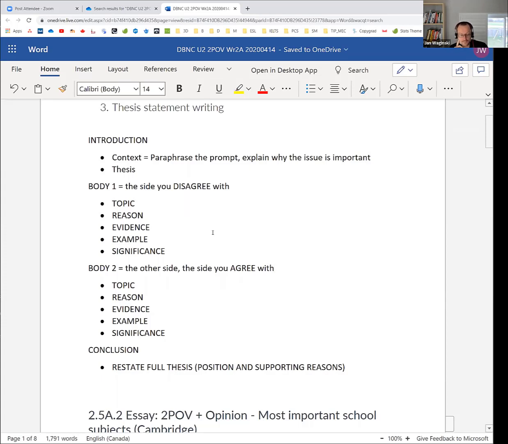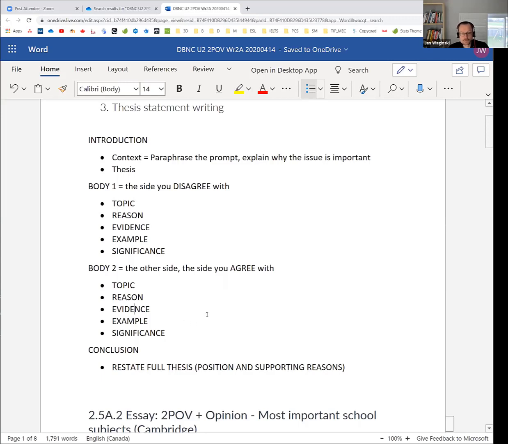Sorry, go ahead. Yes, like in this type of essays, we should discuss the two points of view, right? And like in body paragraph 1, we should speak disagree, and in paragraph 2 agree, right? So in which paragraph should I give my opinion, like if I agree or disagree? Body paragraph 2. We're going to look at a couple examples so you'll see this in action.